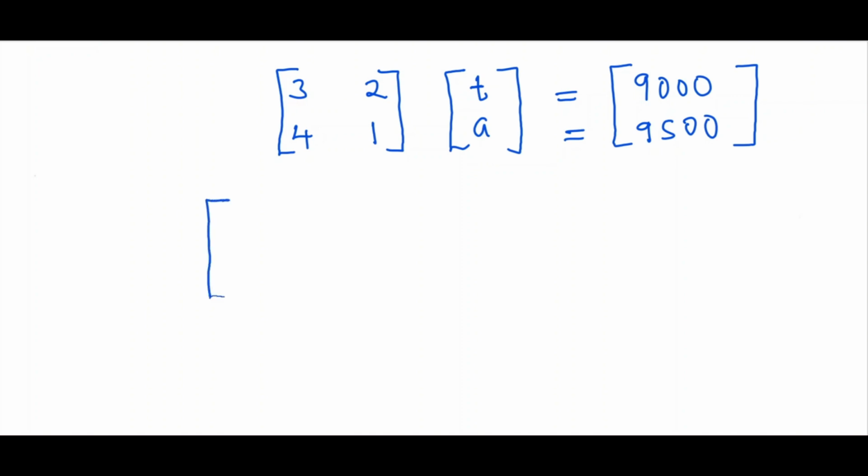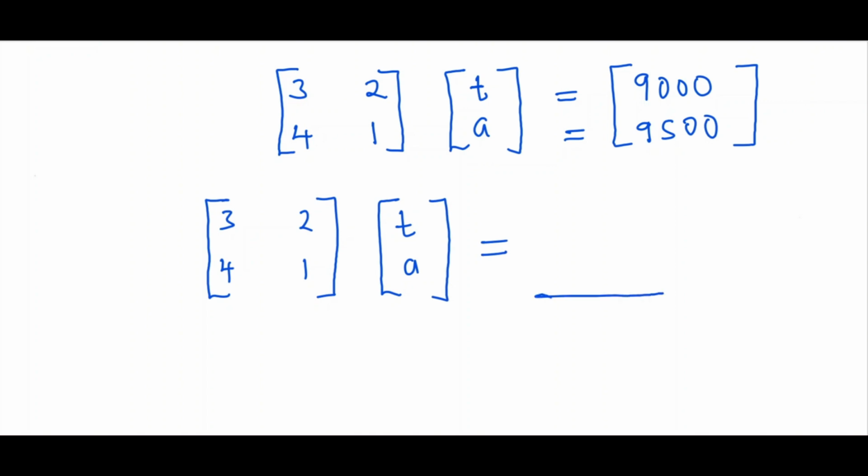First, we write this same matrix the way it was. So 3, 4, 2, 1. And then we add the variables just the way they were, T and A, is equal to, here we leave some space because we are going to utilize this space before here, and we are also going to utilize this space here. And then we write the same matrix that was there for the answers or the total costs. So 9,000 here and 9,500 here.